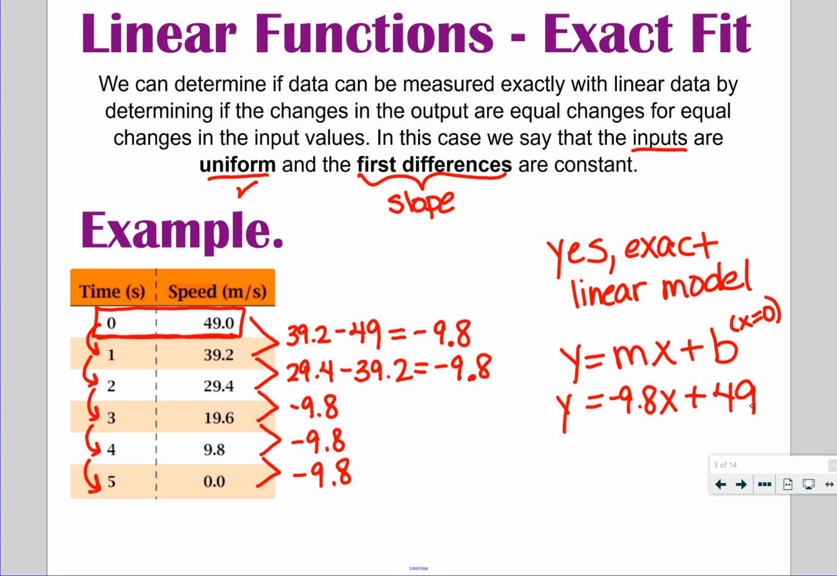Now, if you did what we've done in the calculator before, put all this data in, stat, calculate, linear regression, you would get exactly the same answer there. So sometimes it's nice, and we're going to be able to calculate these by hand.